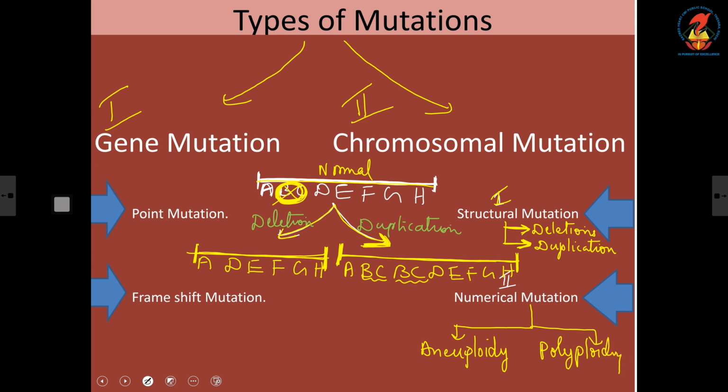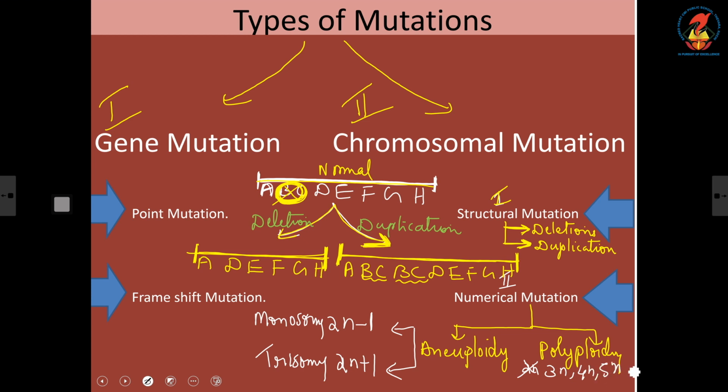And again, aneuploidy is further divided into two. With this representation you will understand: 2n minus 1 means monosomy and 2n plus 1 is trisomy. And polyploidy can be represented this way: the normal ploidy is 2n, so it is not 2n, it is becoming 3n, 4n, 5n, 6n, etc. So, once again concentrate on numerical aberrations or numerical mutation.